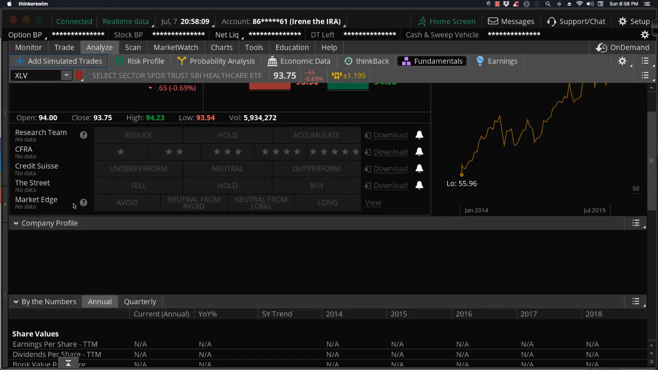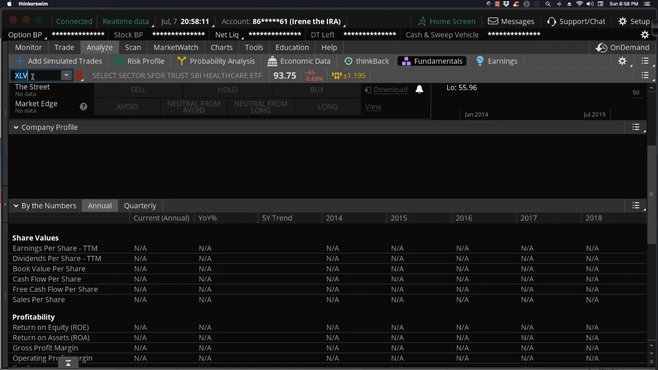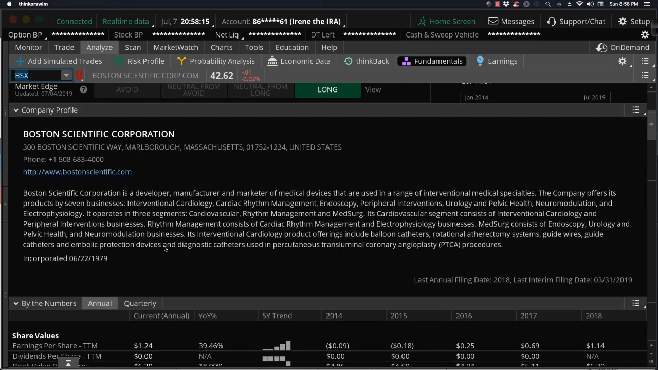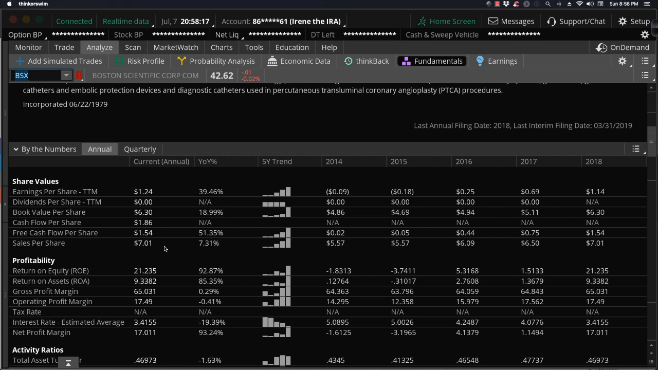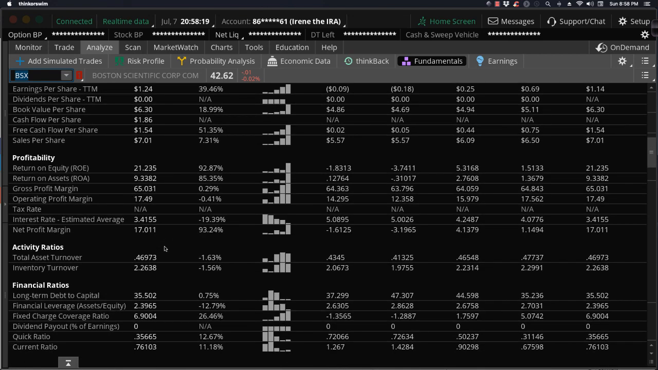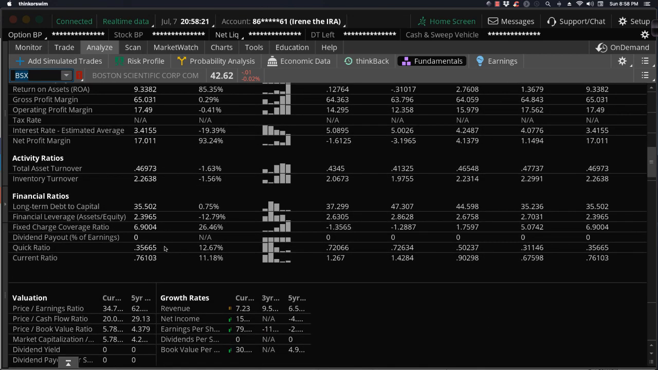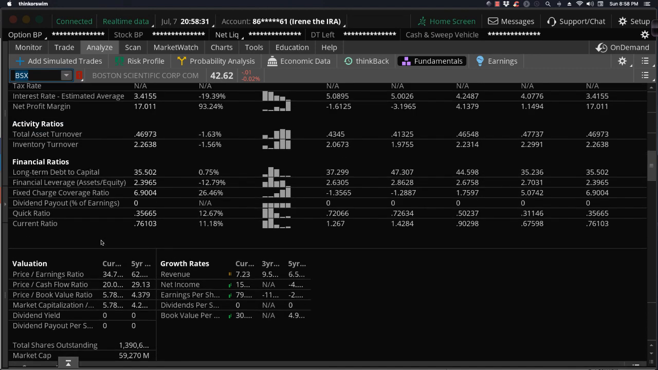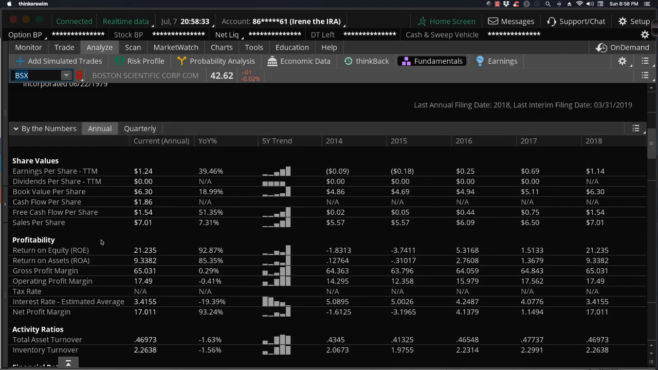And again, fundamentally, I can get in and start to look at, let's get back to BSX. And you can double check the fundamentals. You can look at those earnings per share and return on equity and all the different fundamental aspects that traders look for. This has got a PE ratio of 34, a little overvalued fundamentally. But overall, I think some of these numbers look pretty decent, and that's what we'd like to see on our chart.